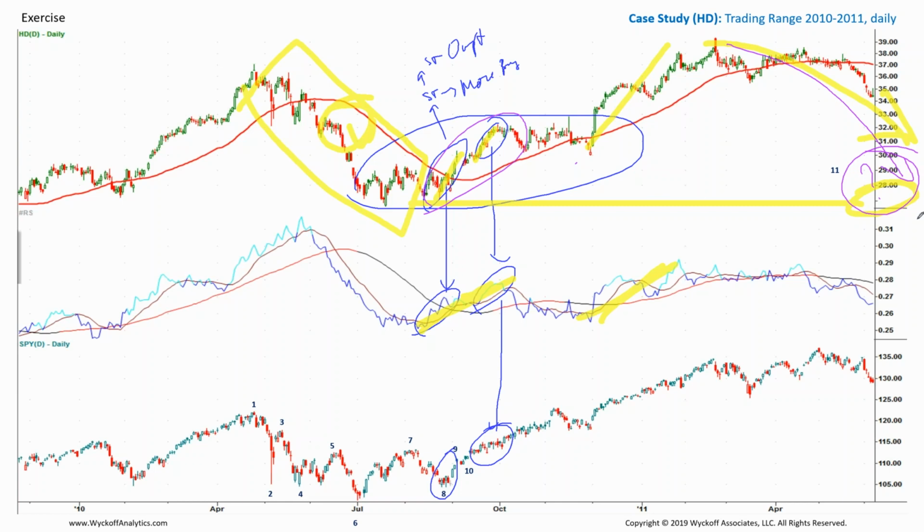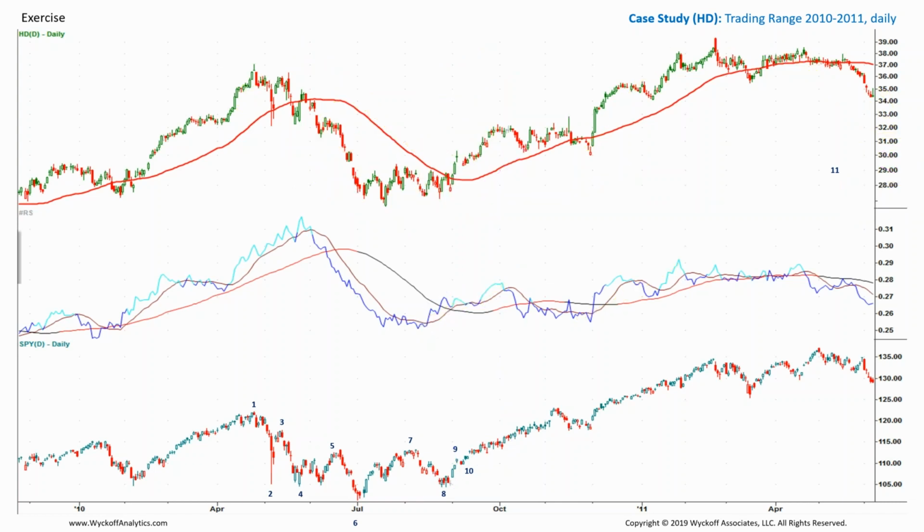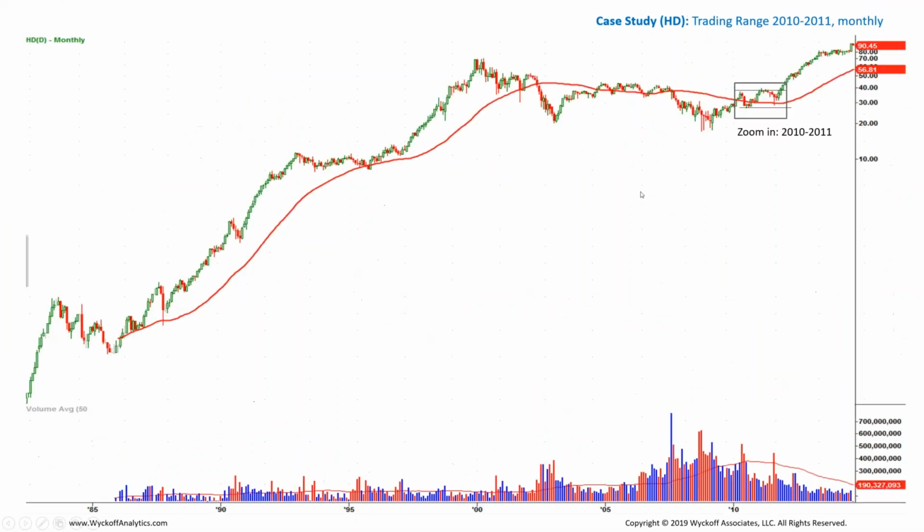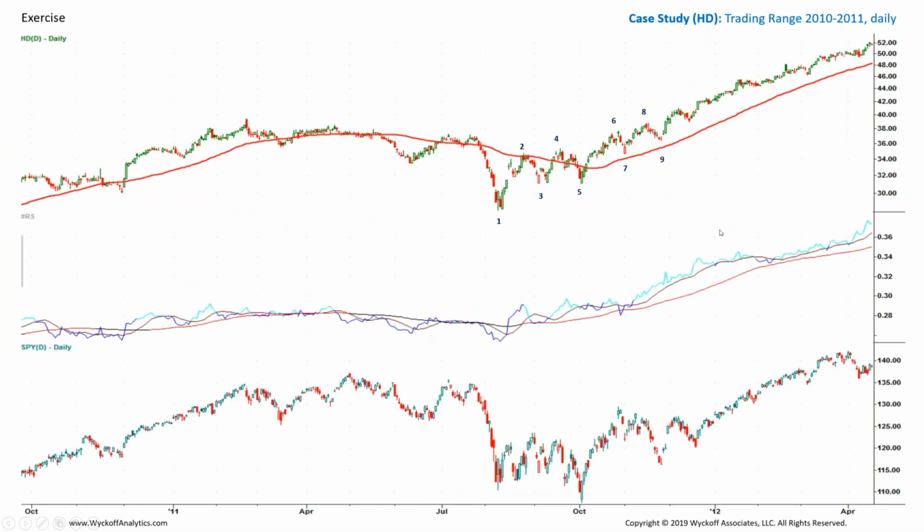So the timing is important here, and sometimes the timing is going to be defined by us by looking at how institutions behave. And from the relative strength and comparative strength analysis, we don't see that they are extremely aggressive here at this spot. Okay, well, how about the next reaction?